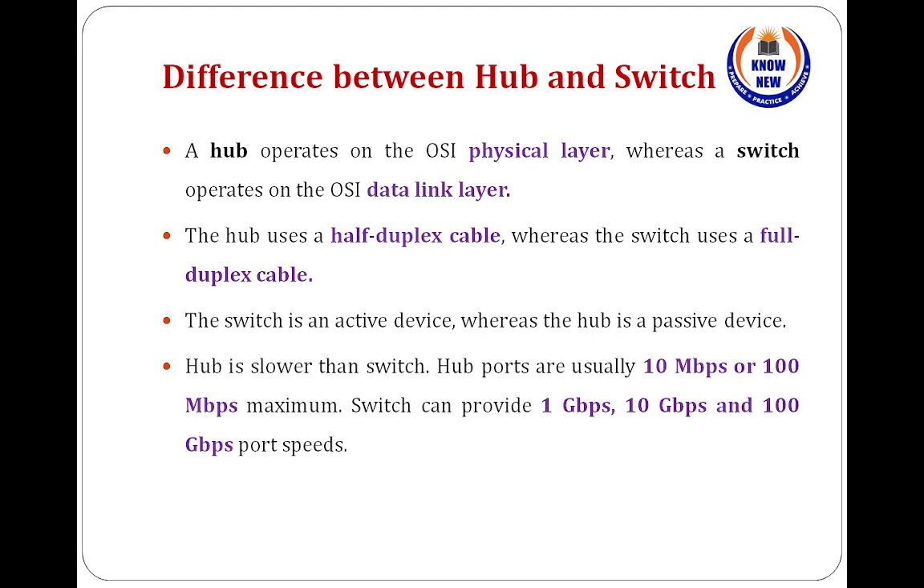And well, the switch is an active device, but the hub is a passive device. But in the type of hub we have already seen, that is an active hub. It will perform the regeneration function of a weakened signal. Hub speed is lower, for example 10 Mbps or 100 Mbps is the maximum it will support, but the switch will support up to 100 Gbps. Okay, so that is a difference.